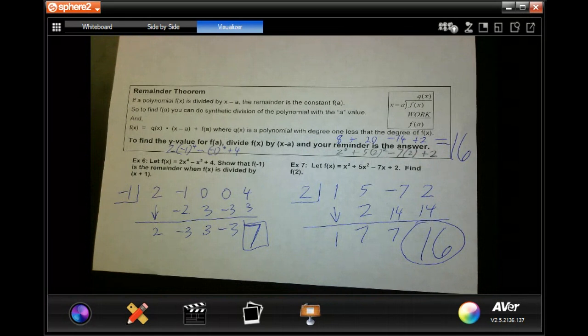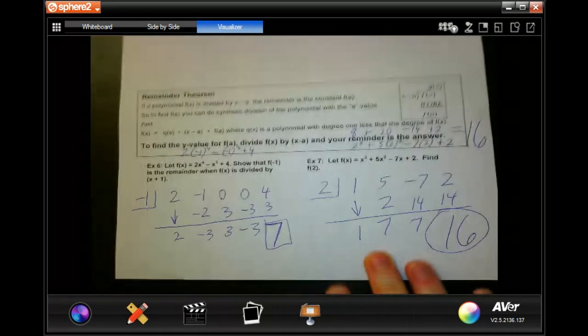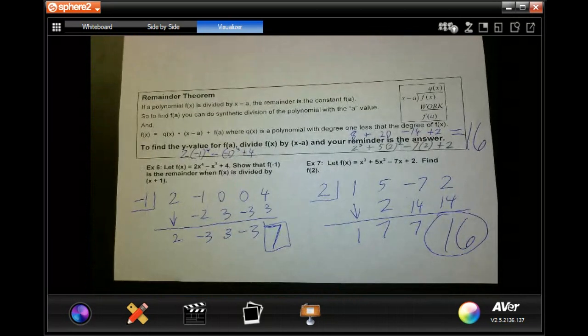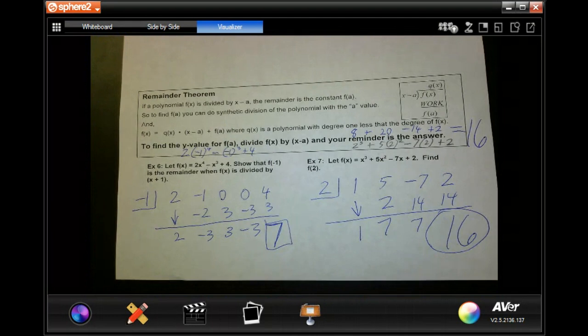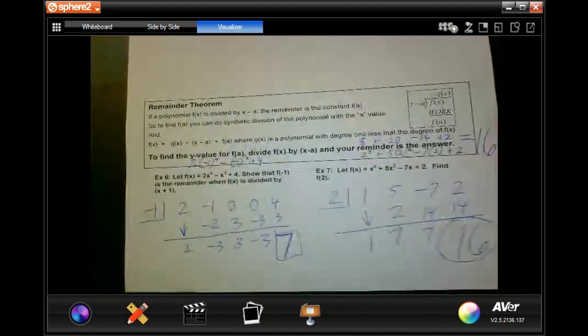Wait, what are you talking about, Shriram? Shriram, it is the remainder. It is the remainder. 16 is the remainder. Yeah, we didn't ask for the polynomial. We did not. I'm going to put this in pencil. You're done. This is the problem. That's it. We're done.